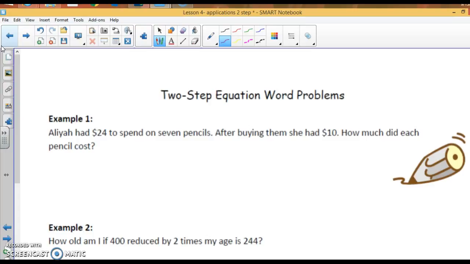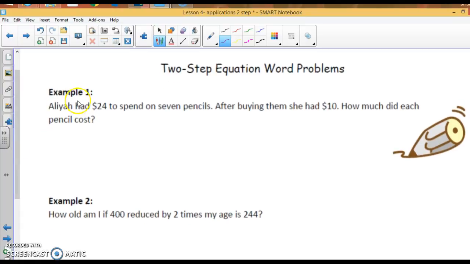Number 8 in your notes. All right, Aaliyah had $24 to spend on 7 pencils. After buying them, she had $10 left. How much did each pencil cost? Well, when you set this up, the first thing we need to do is define our variable. We're going to let x equal the cost of each pencil.